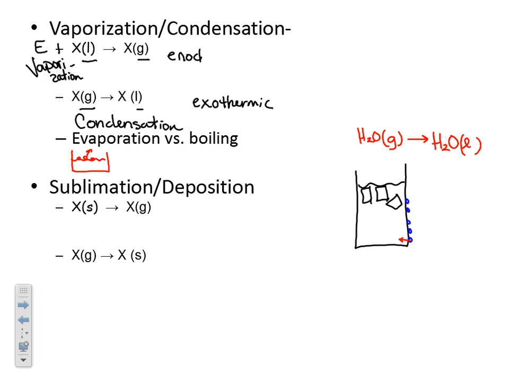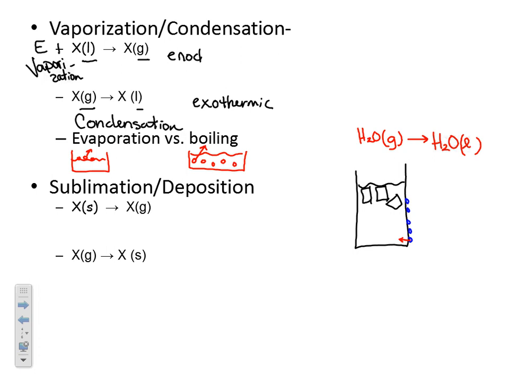Boiling, on the other hand, is something that occurs throughout the liquid. So when you're boiling, you have particles not at the surface, but somewhere else in the liquid that are going to get enough energy to become a gas, and therefore you'll see a bubble. And that bubble of gas escapes the surface of the liquid, becomes a gas, and floats away.